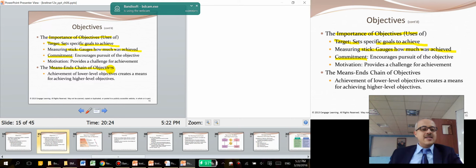And then the means-ends chain of objectives. Achievements of lower level objectives create the means for achieving higher level objectives.